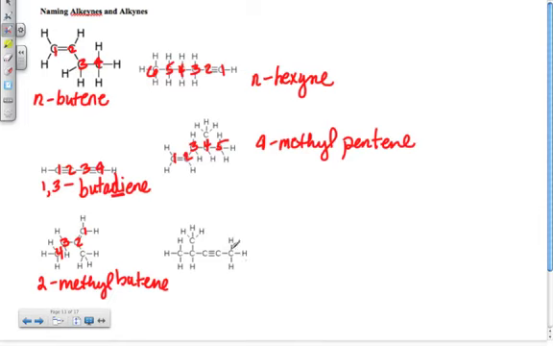And in the bottom one, 1, 2, 3, 4, 5. I've got a triple bond on the second carbon and a methyl on the fourth carbon. So this is 4-methyl. I need to say where that triple bond is because it's not on the first carbon. 2, and it's 5 carbons, pentyne because it's a triple bond.